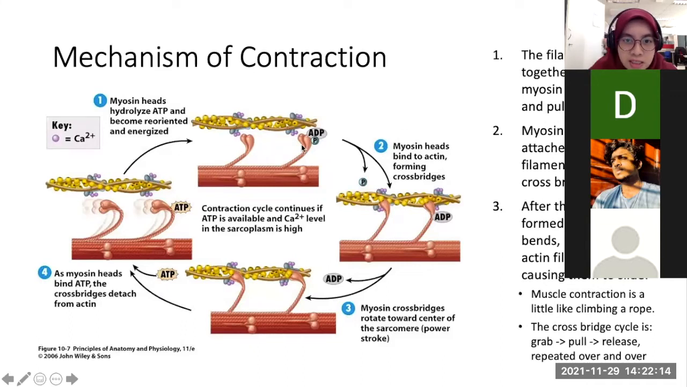This is the myosin head. It attaches to actin, this is the actin filament, the yellow colored one, and forms a cross bridge. When they are attached, we call that a condition of cross bridge. After the cross bridge is formed, the myosin head will bend and pull the actin filament, causing them to slide. If you want to imagine this, muscle contraction is like climbing a rope. We attach and then pull, attach and then pull. Right, so let's look at the next part.